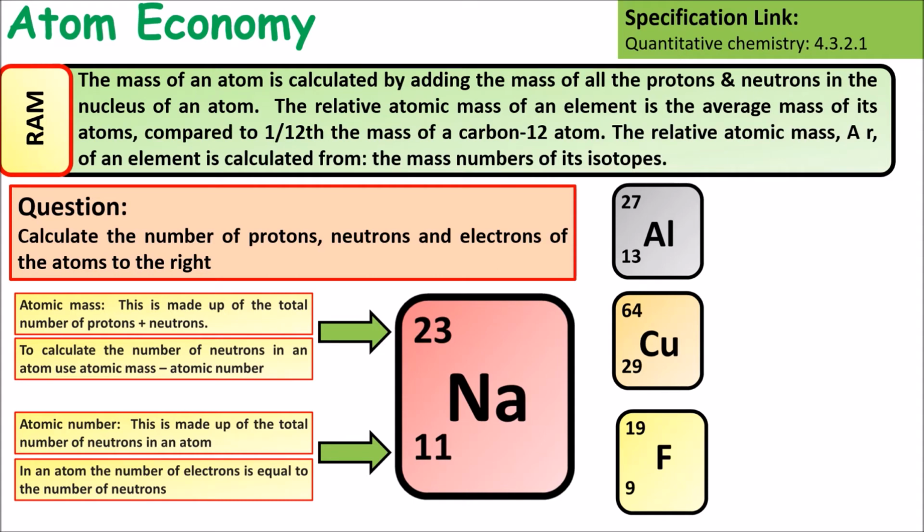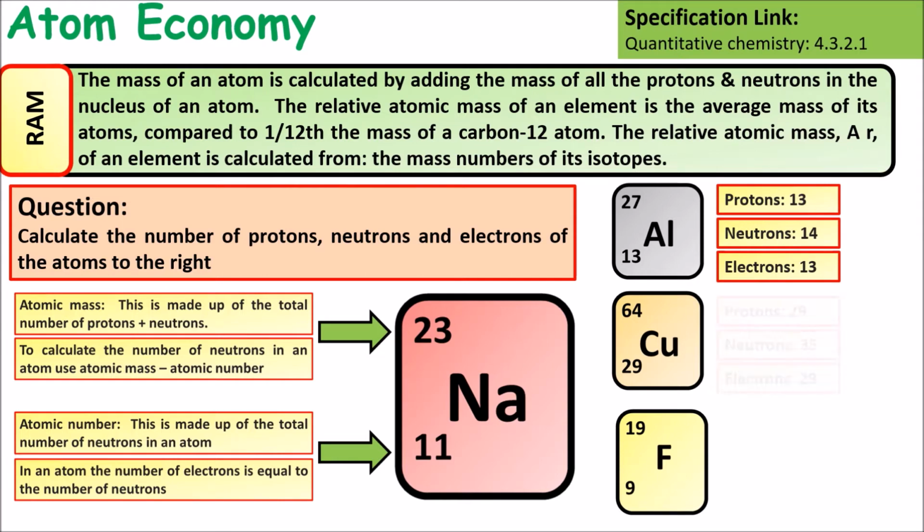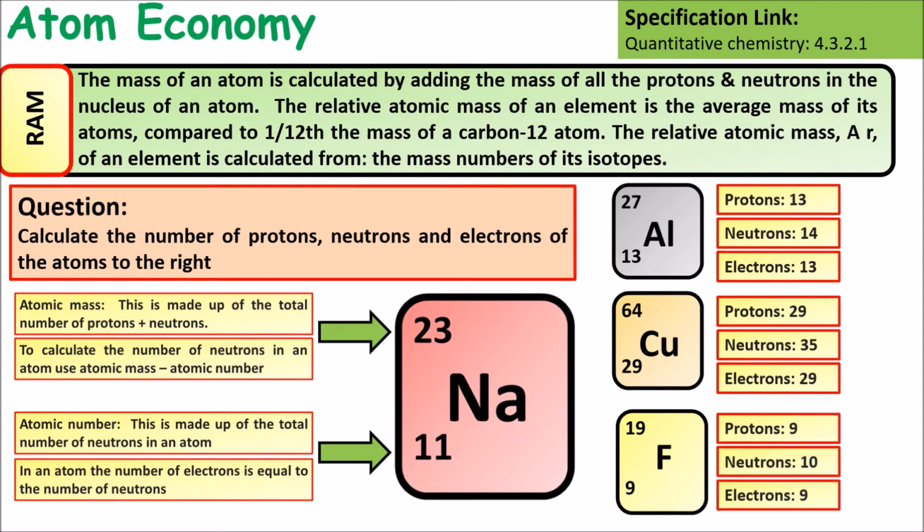So if we look at the number of electrons, protons and neutrons for these three, aluminium would have 13 protons, 14 neutrons and 13 electrons. Copper, 29 protons, 35 neutrons and 29 electrons. And fluorine, 9 protons, 10 neutrons and 9 electrons.